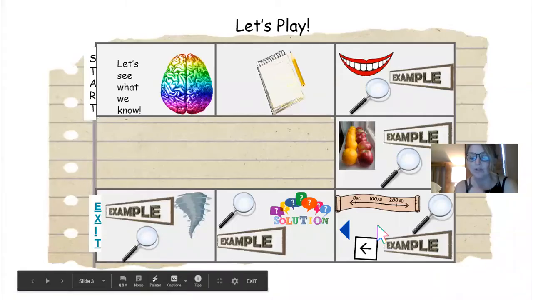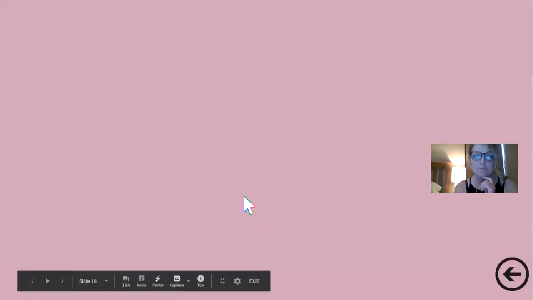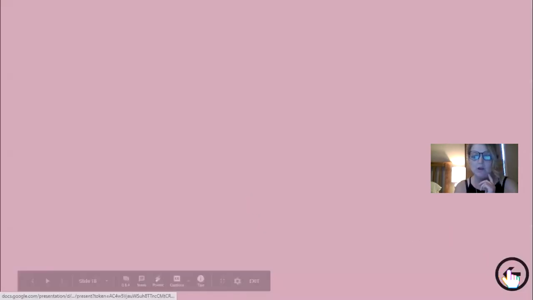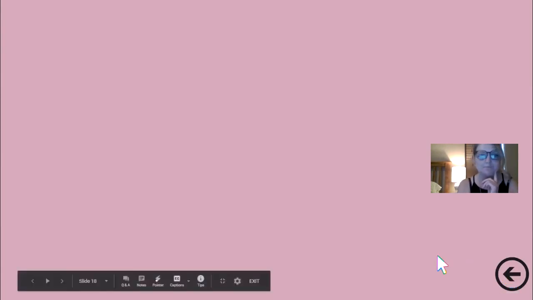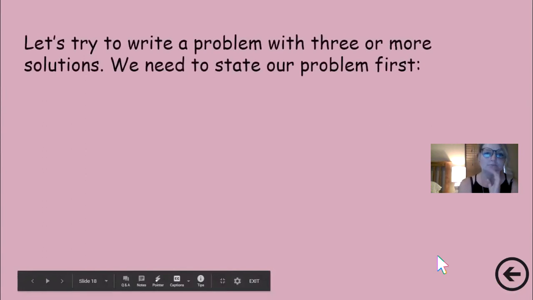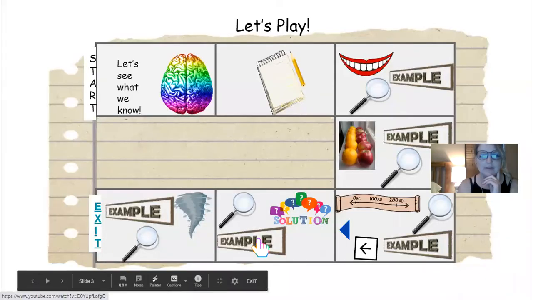Now we're going to look at some clues about it. So let's look at the clue, see if I clicked on the right one. Okay. I think I was supposed to go to my example first.